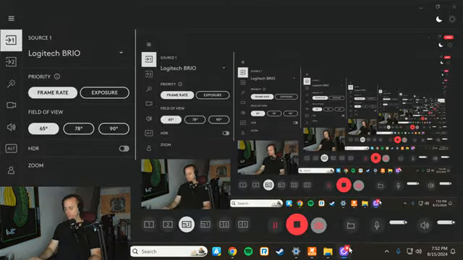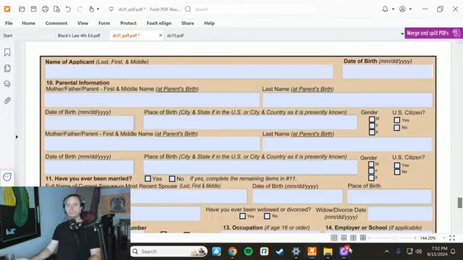Let's see here. Name of applicant. That's going to be you. Last, first, middle. Parent information, mother, father. Now, U.S. citizen is going to be no. That's going to be the key aspect, right? U.S. citizen is always no, right?